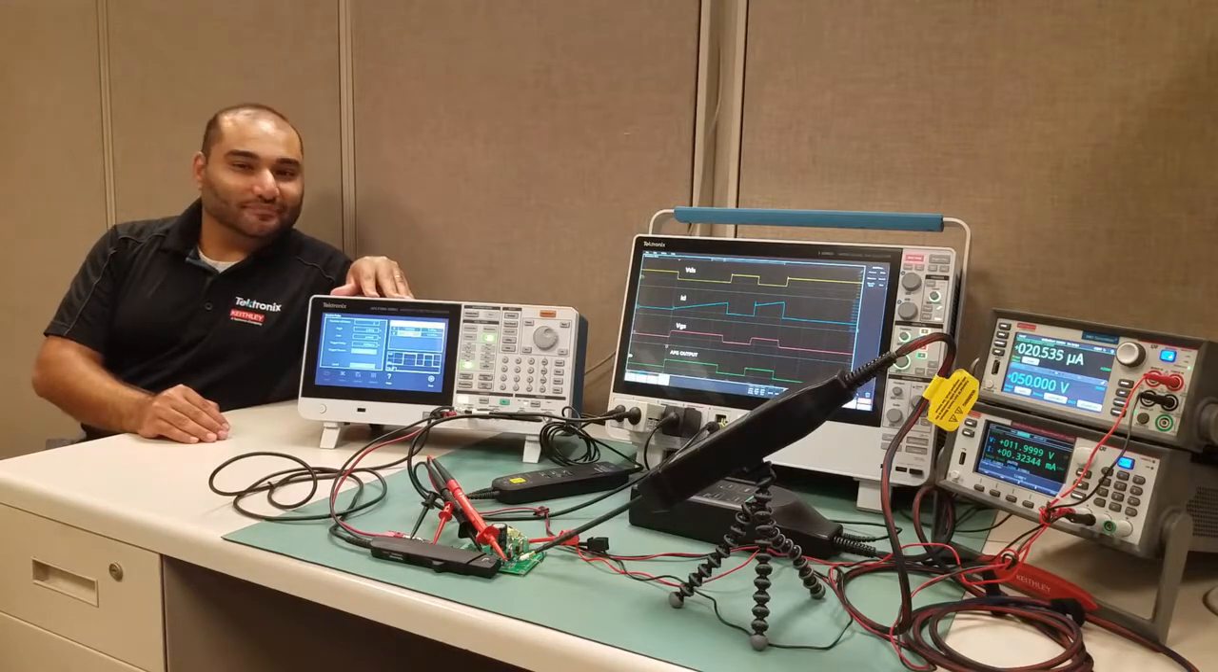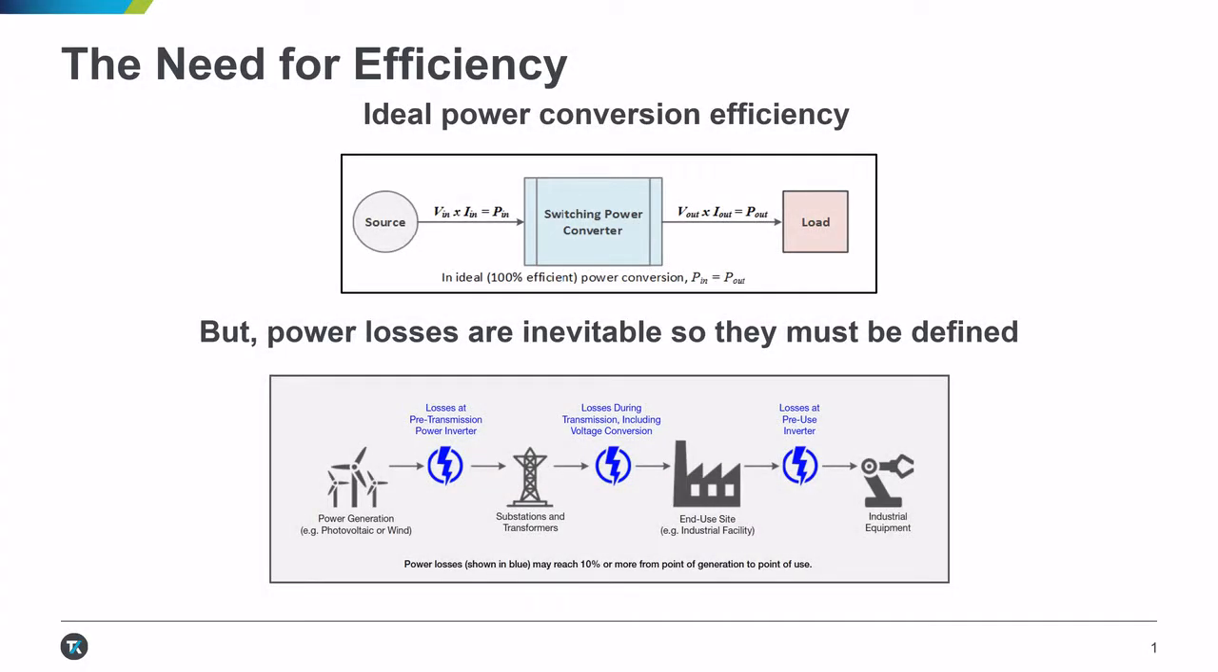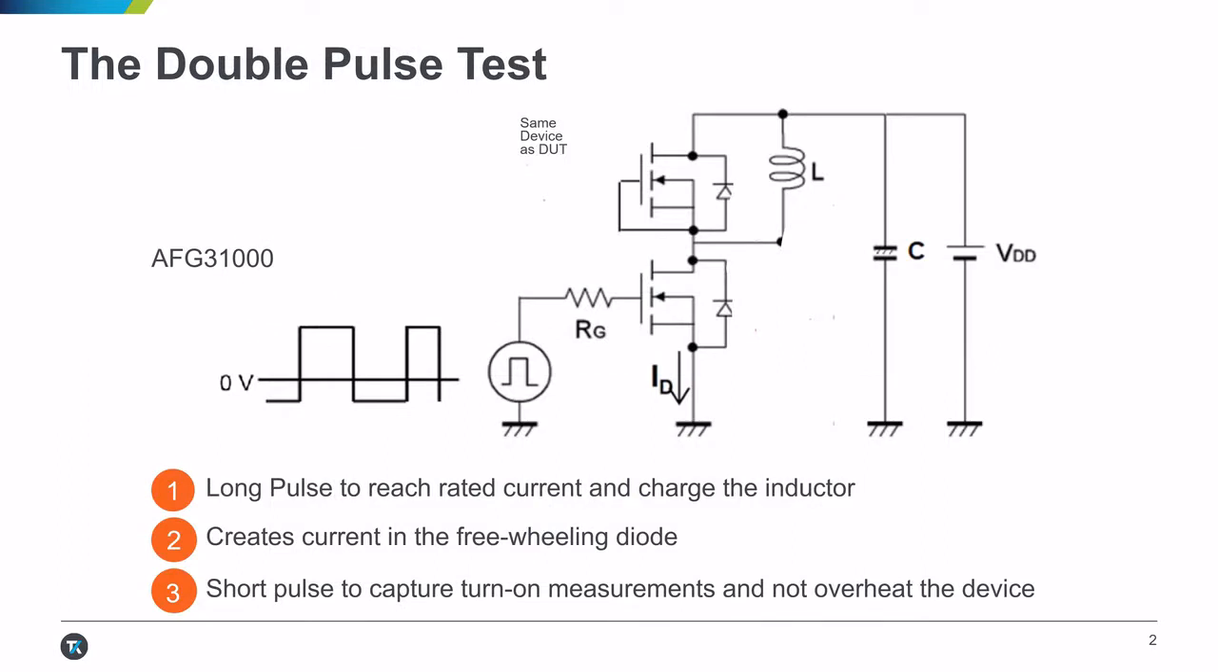Let's get started. Efficiency is becoming an extremely important aspect to power converter design. To characterize the efficiency, timing parameters must be accurately measured. The double pulse test provides a way to measure these parameters. The test is done using an inductive load to replicate converter circuit conditions and a power supply to provide voltage to the inductor. The Tektronix AFG31000 outputs pulses to turn on the MOSFET.